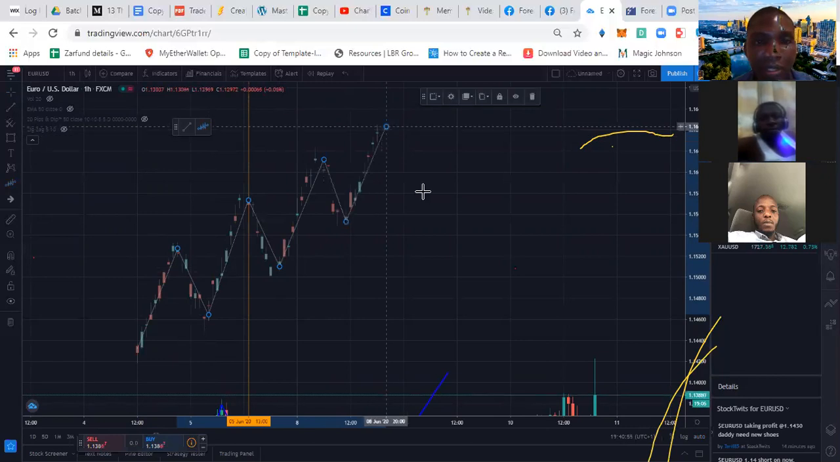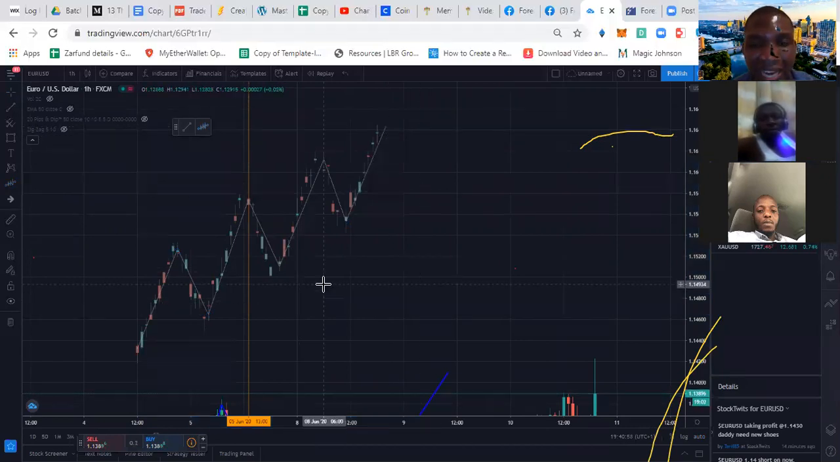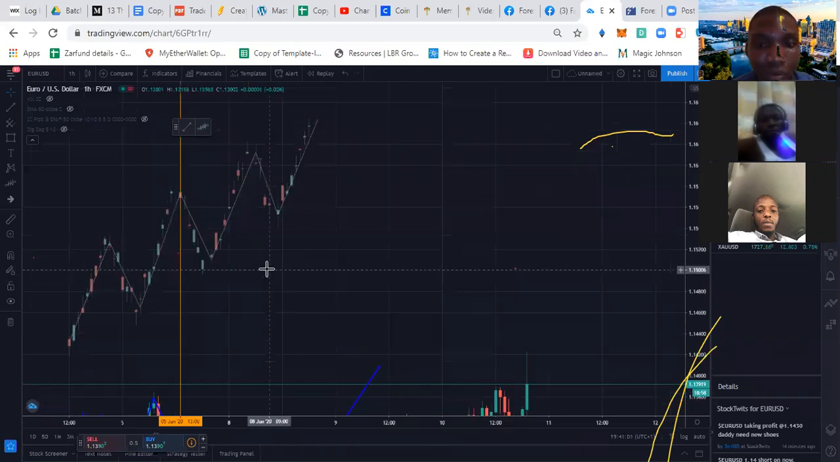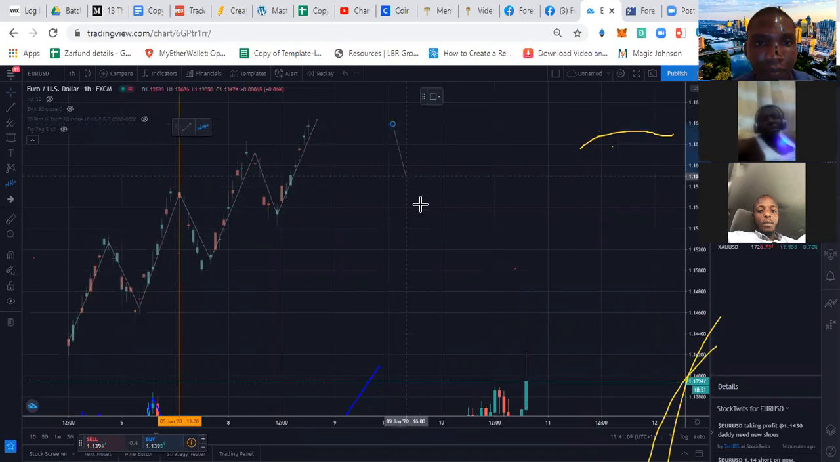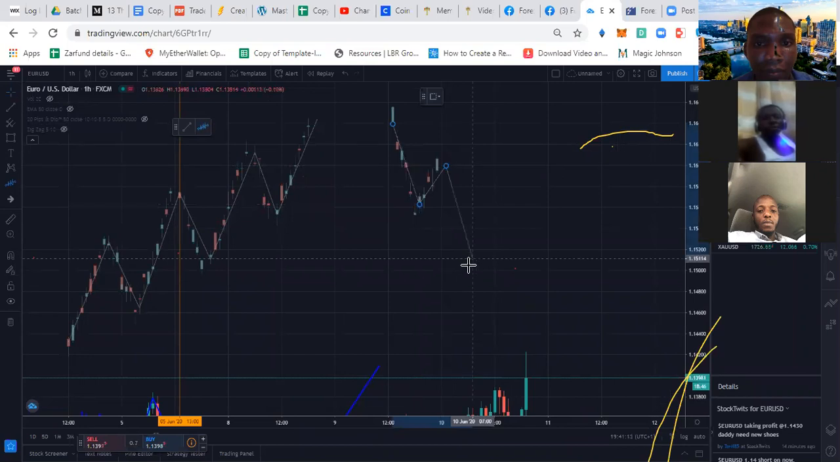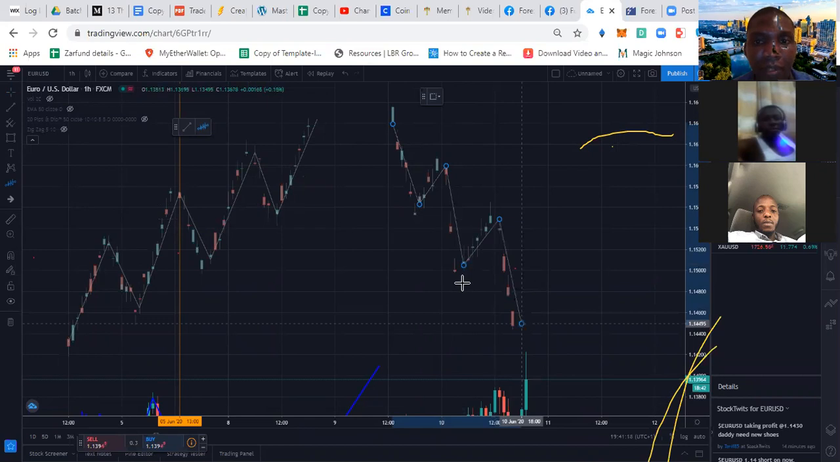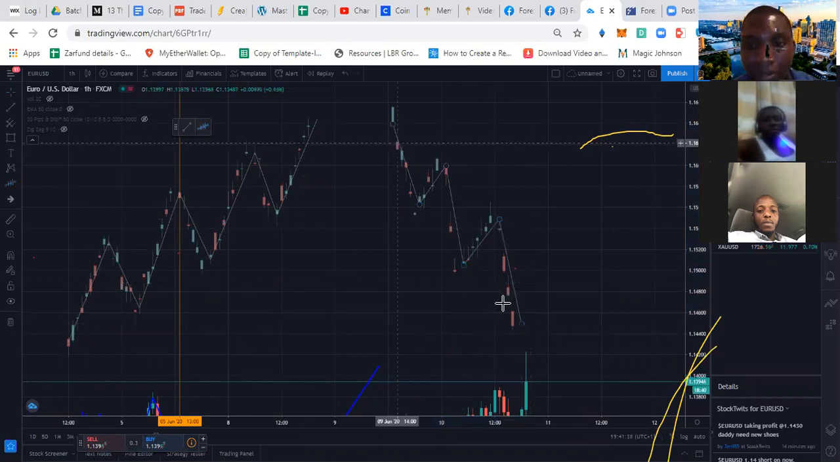Okay, this is the way price moves in an uptrend. Then in a downtrend, this is the way price moves. This is the way price moves in a downtrend. This is the way price moves in an uptrend.